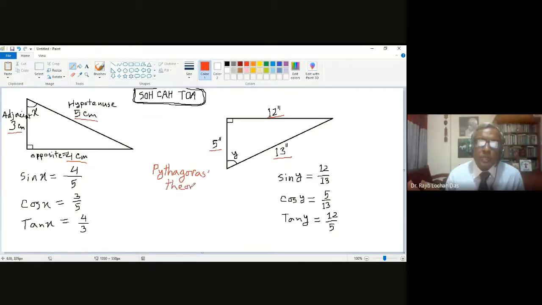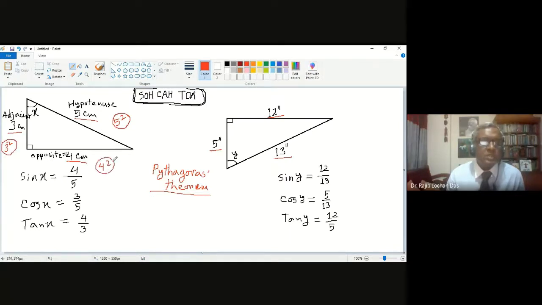So what is the Pythagoras theorem? The square of the hypotenuse, that means 5 square, equals the sum of the squares of the other two numbers, that means 3 square and 4 square. You add them together, and that will be the 5 square. So you can check if it is really working or not.